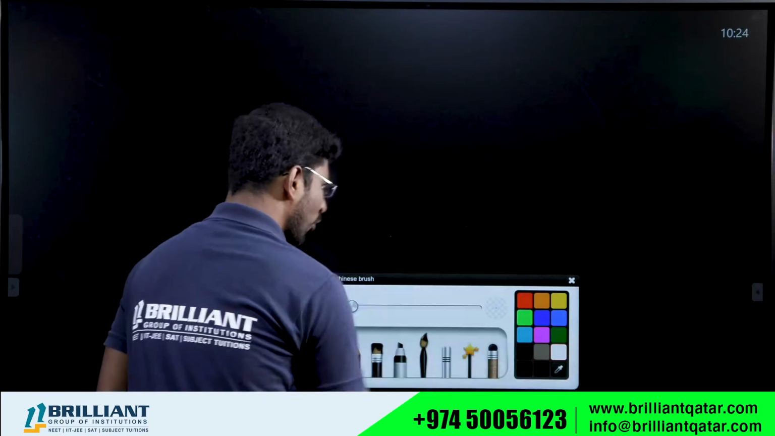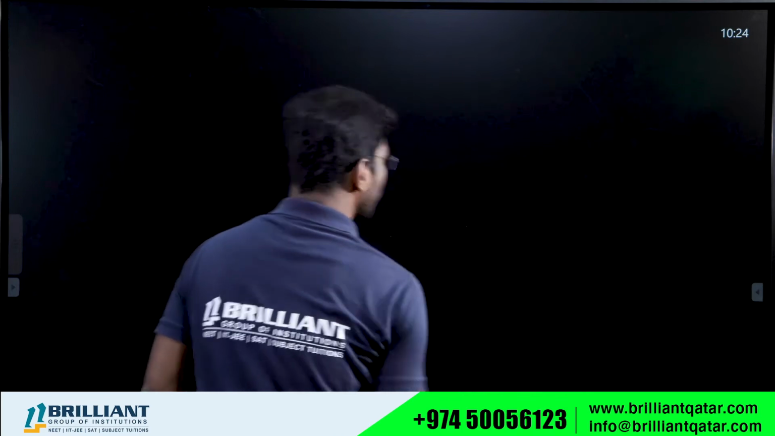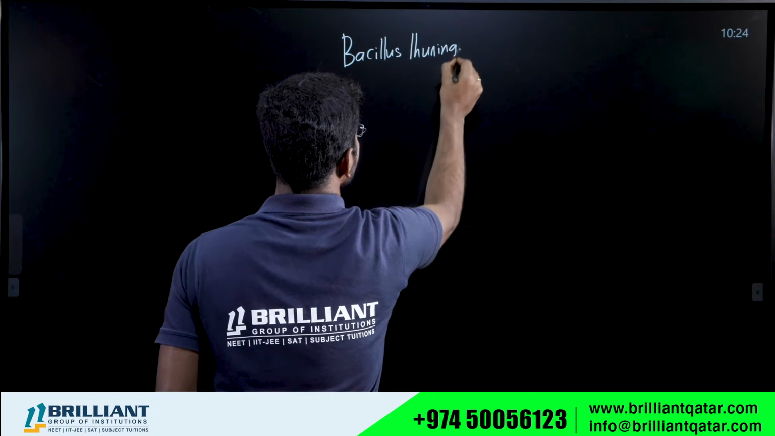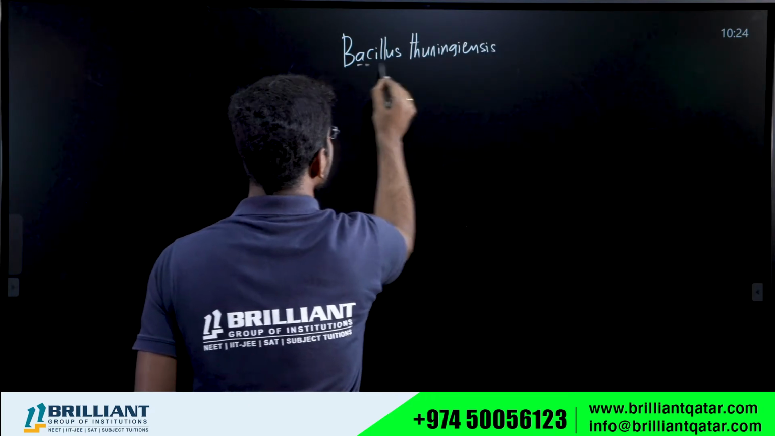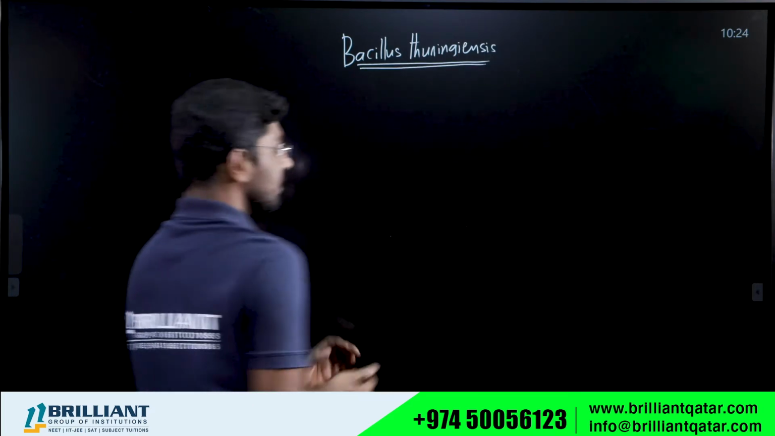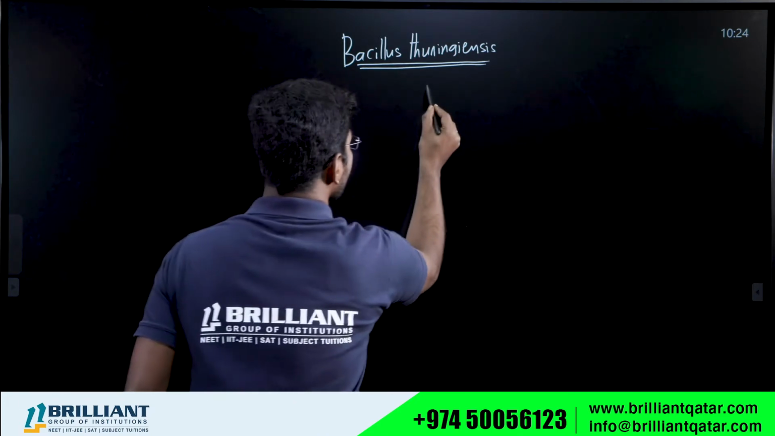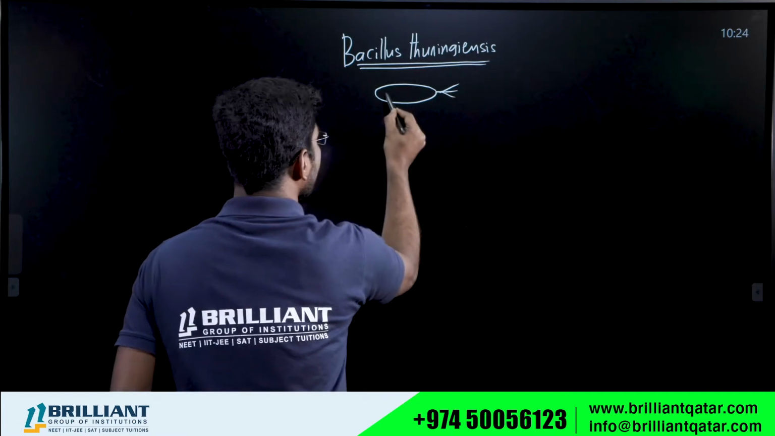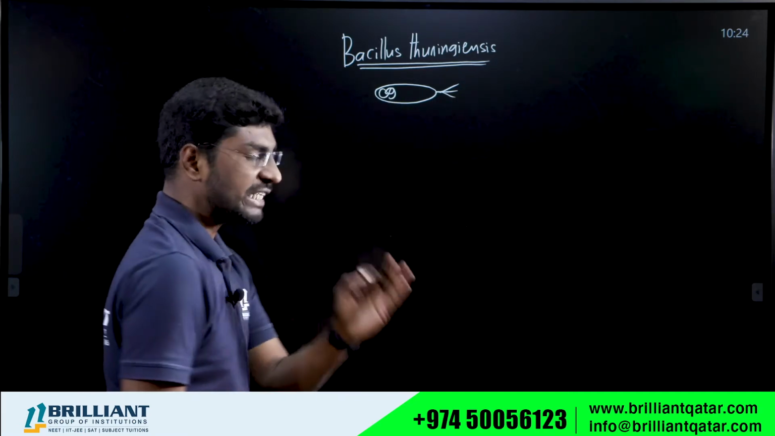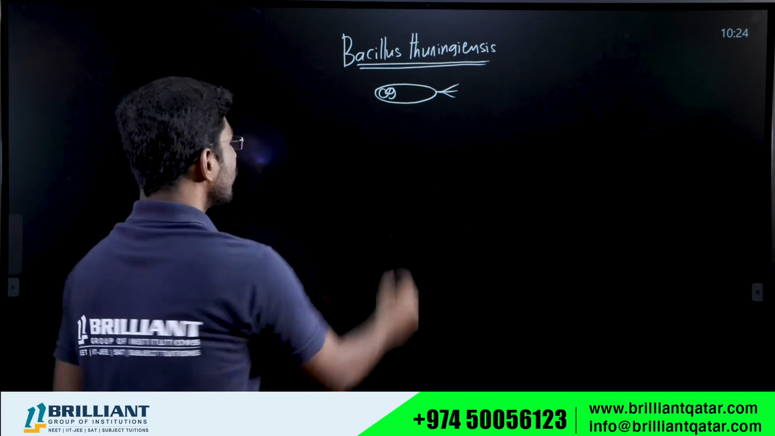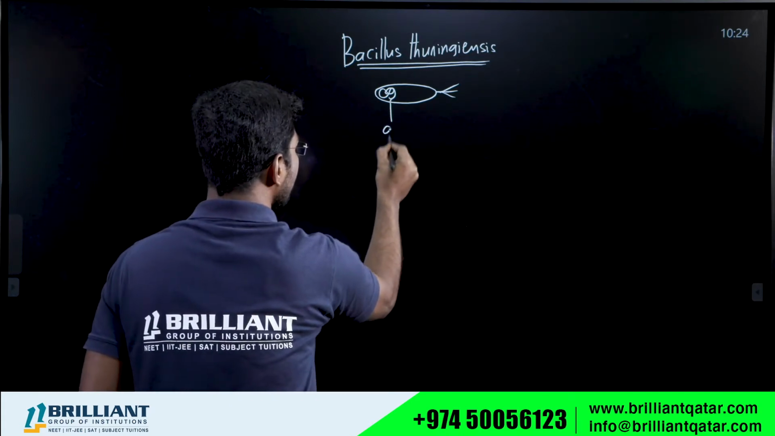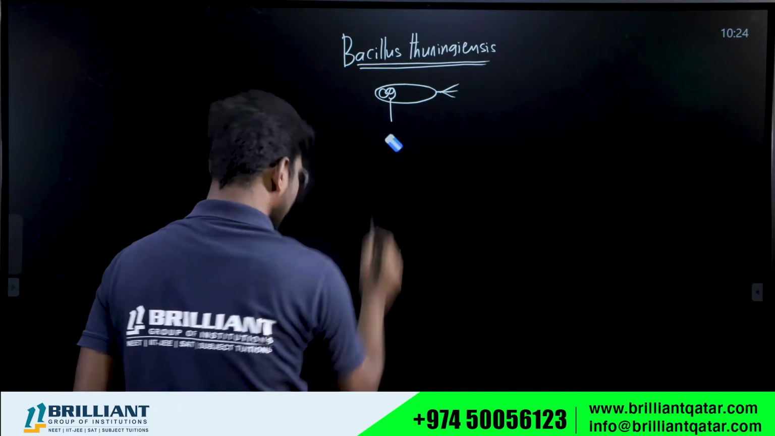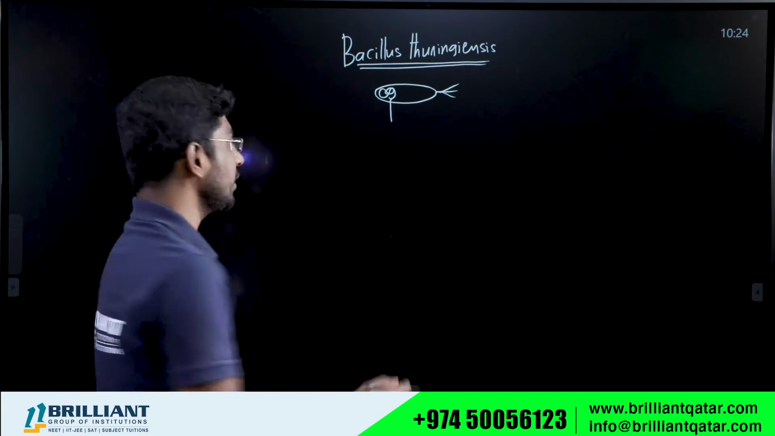Let me take the name of the bacteria. What does BT stand for? I told you, BT stands for Bacillus thuringiensis. Yes students, this is the bacteria name, Bacillus thuringiensis. Let me draw the bacteria. This is the bacteria. Now, this Bacillus thuringiensis bacteria has a specific gene in its genome. So, I am taking a specific gene. This specific gene we call the cry gene.